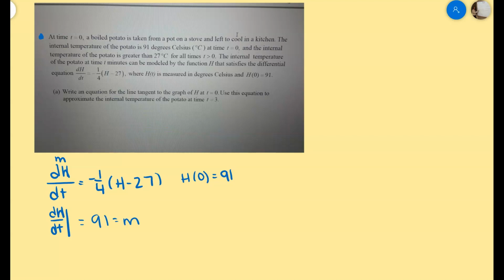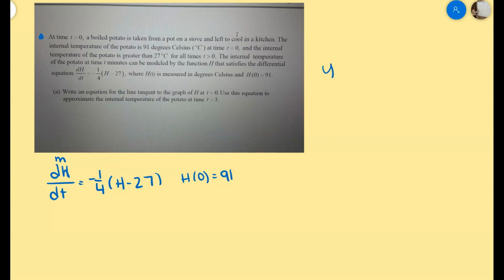All right, so hopefully you took a minute and read through the problem. That's what I did, and then after reading through it, I copied down the key pieces of information, and now I'm going to work through it to be able to answer question A. So for part A, it says write the equation of a tangent line of h at time t = 0.